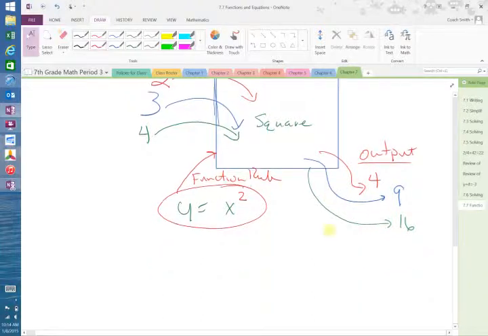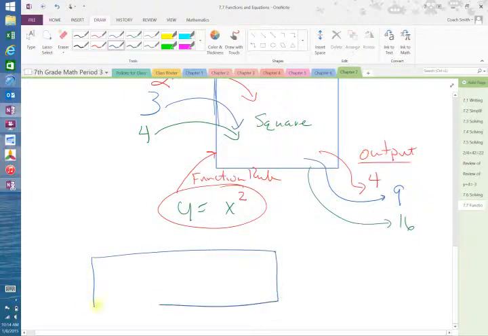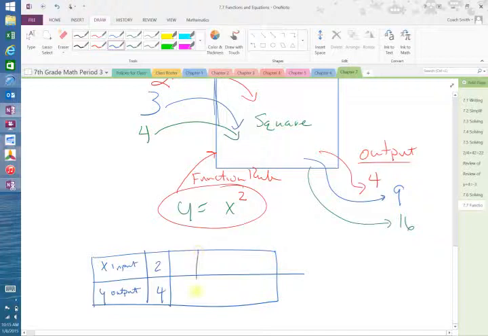Now, we could also express that, like we said, in a table. In other words, I have a table. I have my x, which is my input, and I have my y, which is my output. And then I have 2, and it's 4. I have 3, and it's 9. I have 4, and it's 16. So if I had 5, and the same rule applies, what is the 5 going to be? 25.